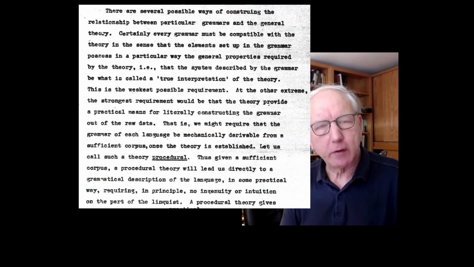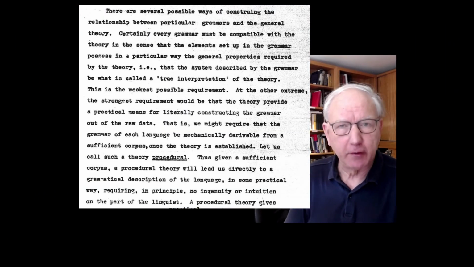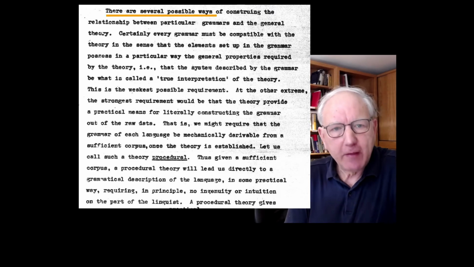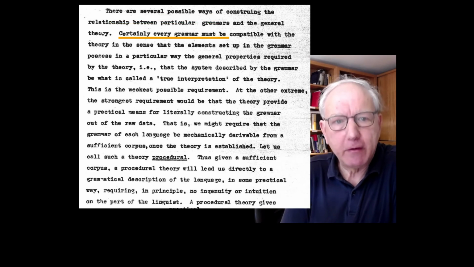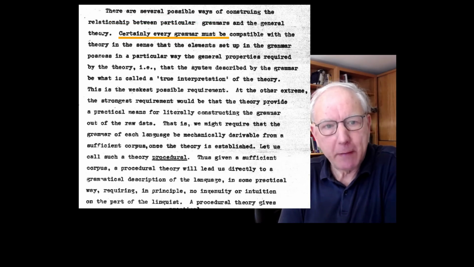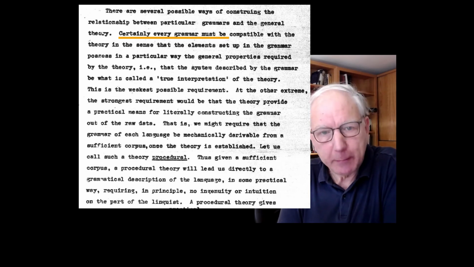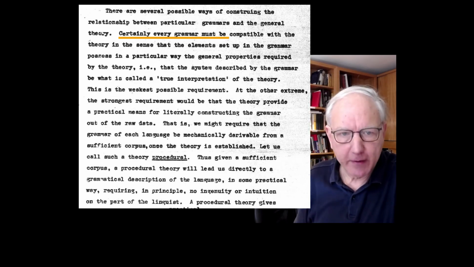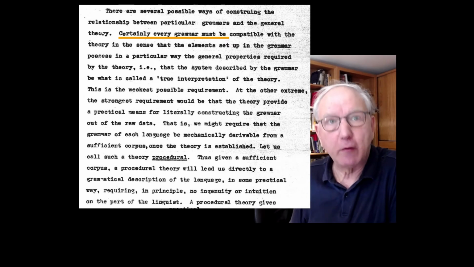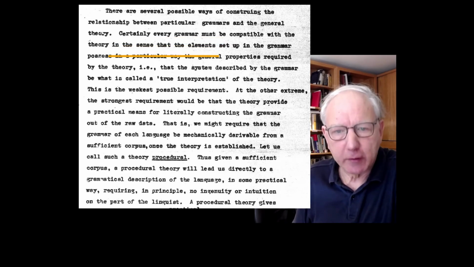Okay, at the risk of a little bit of redundancy, but it's redundancy that we can live with, I'm going to read some of the material on LSLT that corresponds to what Chomsky published in Syntactic Structures a year or two later. He writes, there are several possible ways of construing the relationship between particular grammars and the general theory. Certainly every grammar must be compatible with the theory in the sense that the elements set up in the grammar possess, in a particular way, the general properties required by the theory, that is, that the system described by the grammar be what is called a true interpretation of the theory.